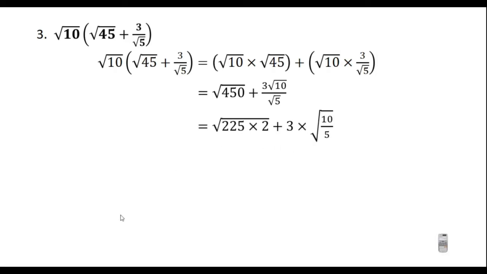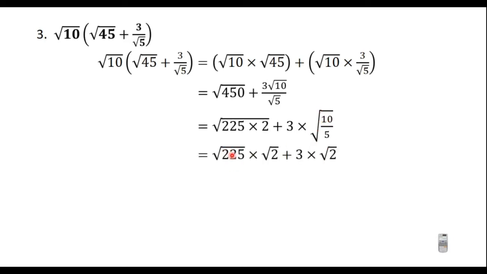Then, so you do that. So you are going to have square root of 225 times 2, then plus, we have 3 here, so 3 times, you can write 3 over 1 or 3 is the same thing. So 3 times, we know that square root of 10 divided by square root of 5 can be written as square root of 10 divided by 5.